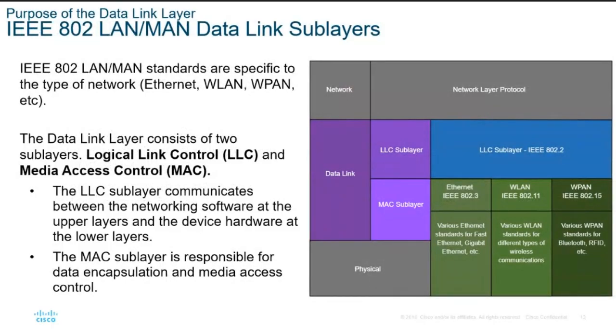Okay, so the IEEE 802 LAN and MAN standards are specific to the type of network. So the data link layer consists of 2 sublayers: the logical link control or LLC, and the media access control or MAC. So ito yung ating layers. Ito yung first layer natin, the physical. And then the second layer, layer 2, data link, and then meron siyang 2 sublayers, LLC sublayer and MAC sublayer. Then ito yung layer 3 natin. Ang layer 3 is the network.